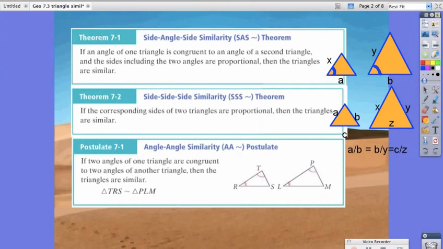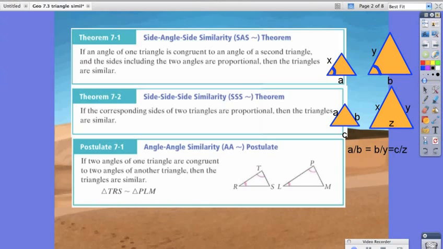So let's look at the last thing, which is postulate 7.1. It states the angle-angle similarity postulate, which says that if two angles of one triangle are congruent to two angles of another triangle, then the triangles are similar.